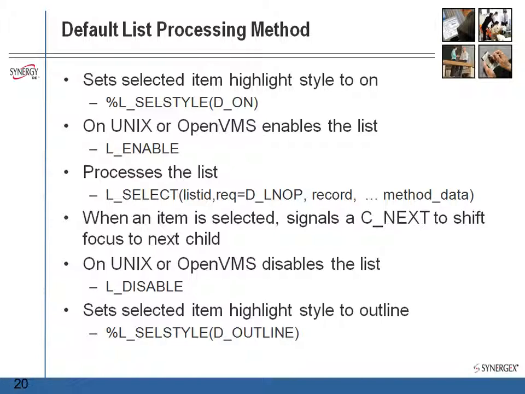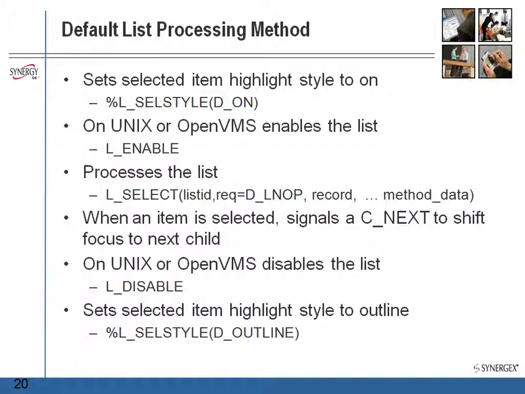The default list processing routine uses the new LCellStyle routine to turn on the current selection bar in the list. Note this does not affect ActiveX lists where the selected item display is always on. And on VMS and Unix, the method then ensures that the list is enabled. The list is then processed using LSelect with a no-op request.